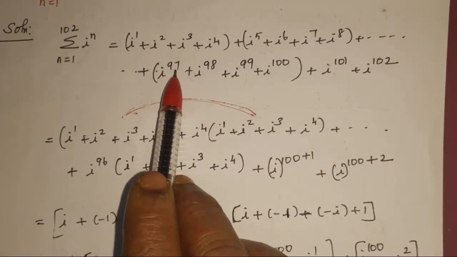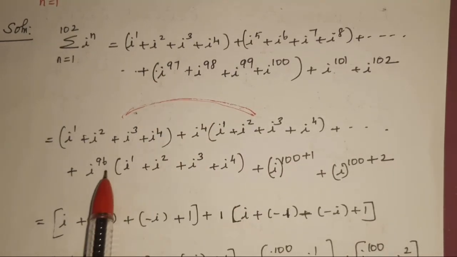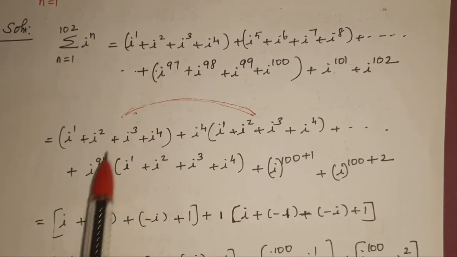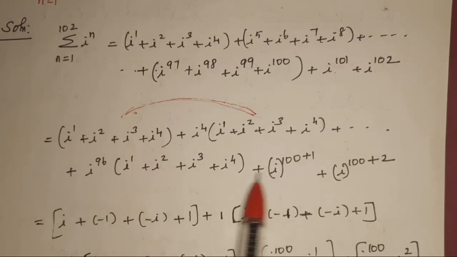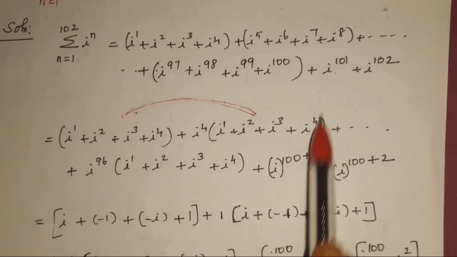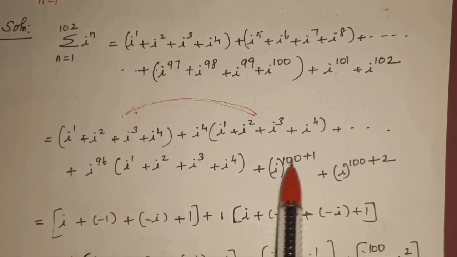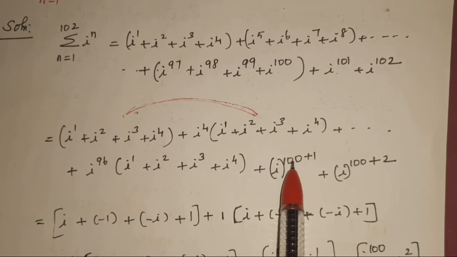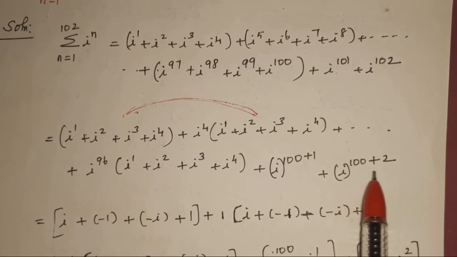Here also, which one is taken? Here 97 means we want i power 1, so for 97 we take i power 97 outside. If we take i power 97 outside, the rest is the same value: i power 1, i power 2, i power 3, i power 4, etc. Now 101 I rewrite as i power 100 plus 1. Because i power 100 is divisible by 4, 25 fours are 100, that's why i power 100 is always 1. Here 102 I rewrite as i power 100 plus 2.